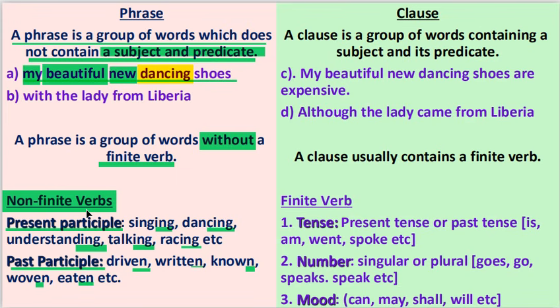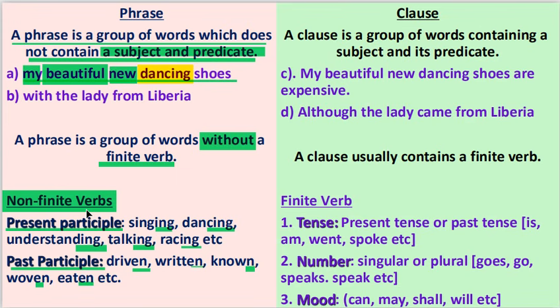The second reason is that they also might not show number. That is, we do not know whether they are singular or plural. And the third reason is that they might not show mood. So if a verb does not show at least one of these three, tense, number, and mood, that verb is regarded as non-finite.